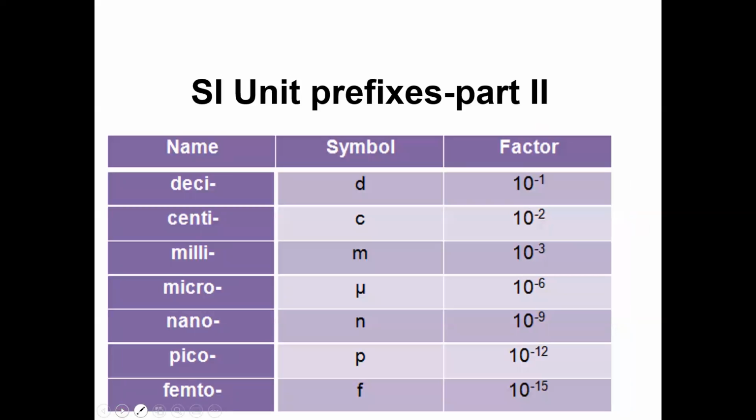SI unit prefixes part 2, the smaller quantities, in the minus. So it's deci, 10 to minus 1, centi, 10 to minus 2, milli, 10 to minus 3, micro, 10 to minus 6, nano, 10 to minus 9, pico, 10 to minus 12, femto, 10 to minus 15.